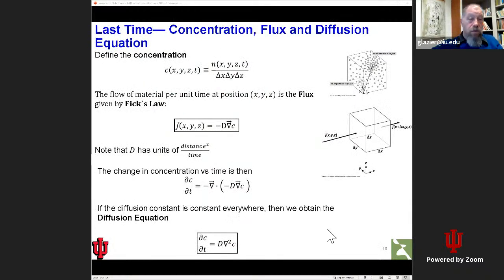We talked about how to derive the diffusion equation. I skipped this a little bit. I'll leave it in the slides. If you're interested, you could look it up in Wikipedia. They have a good article on it.